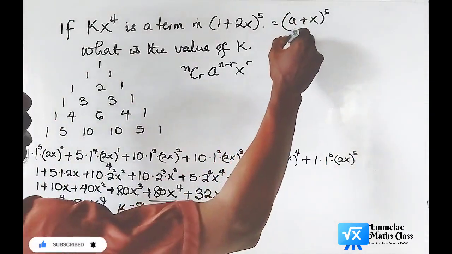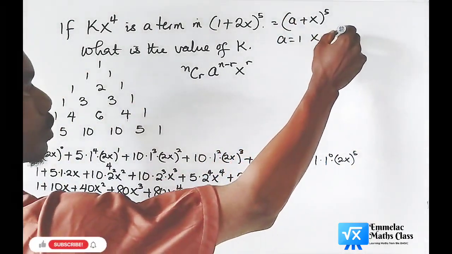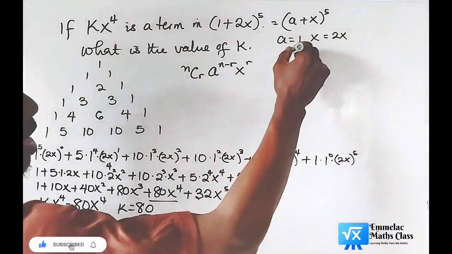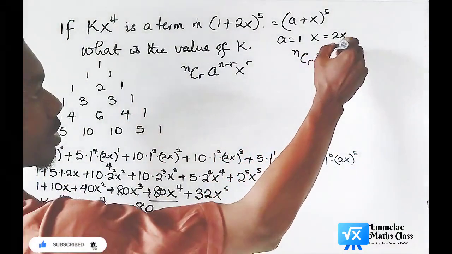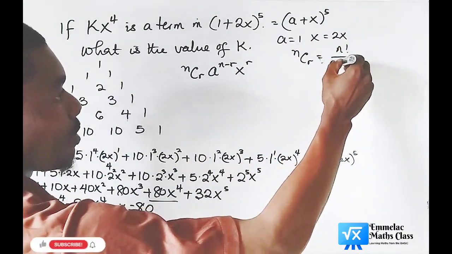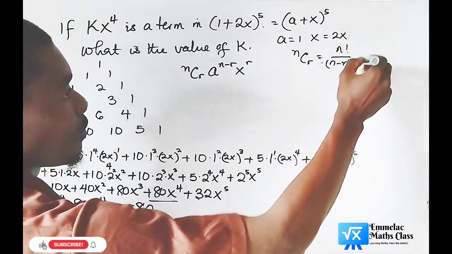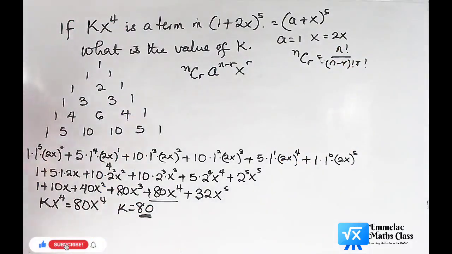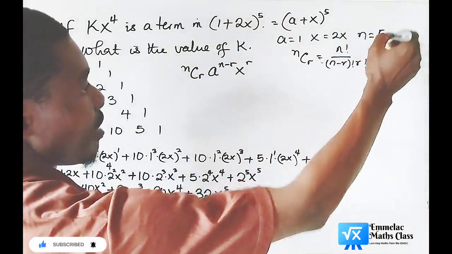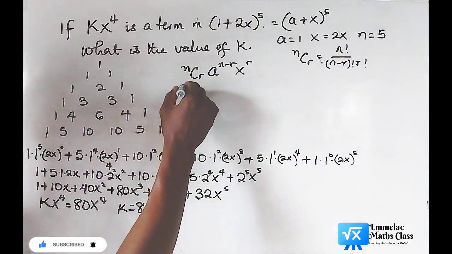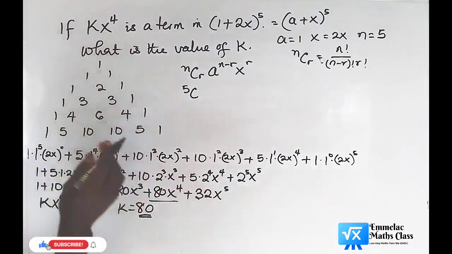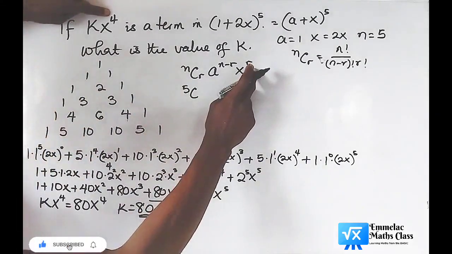Okay, now this implies this expression here is the same thing as saying a plus x, where a equals 1 and x equals what? 2x. Okay, and let us take note that n combination r is the same thing as n factorial over n minus r factorial, r factorial. And our n here is the integer 5. So here we have that 5. Now we don't know the value of r here, but our r here is 4. That's what we're looking at.